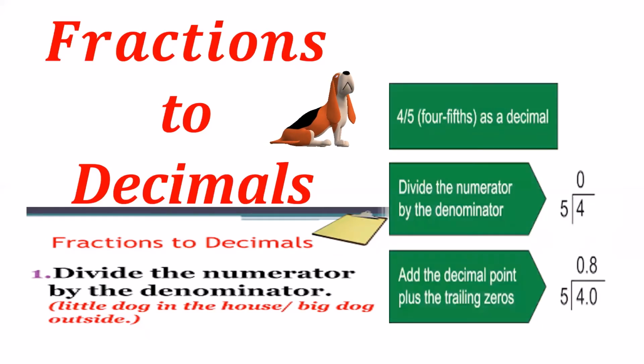So 4/5 as a decimal, we'll divide the numerator by the denominator. We notice that 5 cannot go into 4, so our answer will be written as a decimal. So we know that 5 can go into 40 8 times, and in our answer we'll have 1 decimal place.